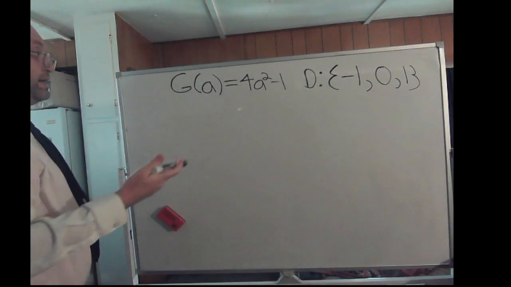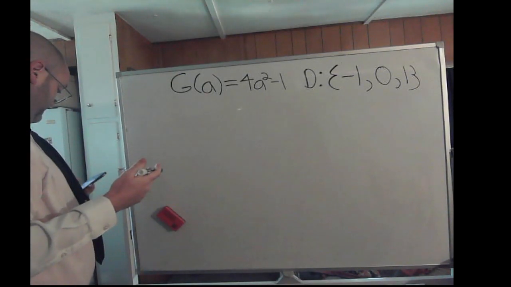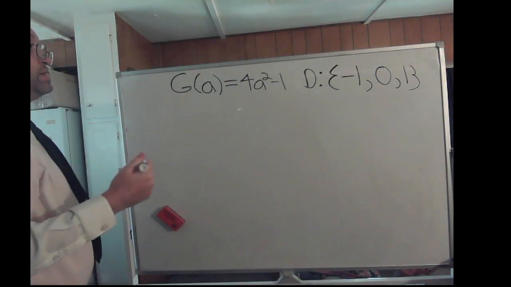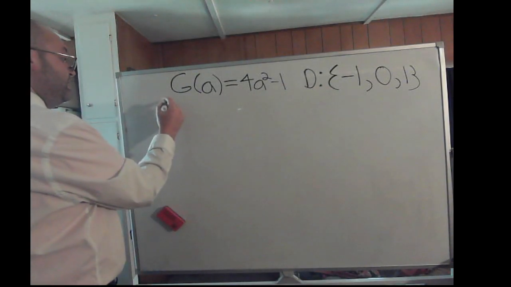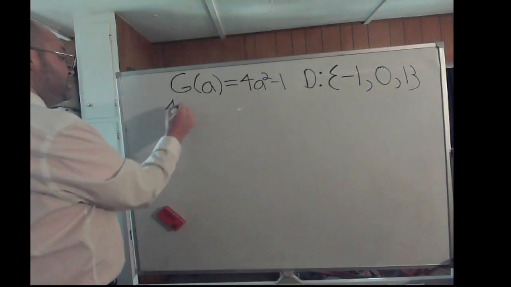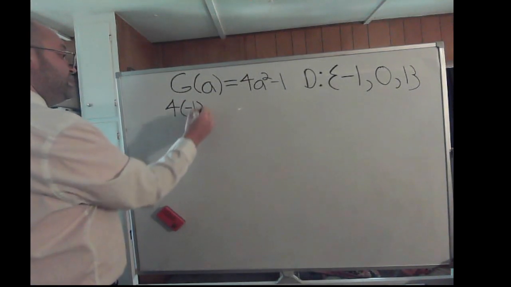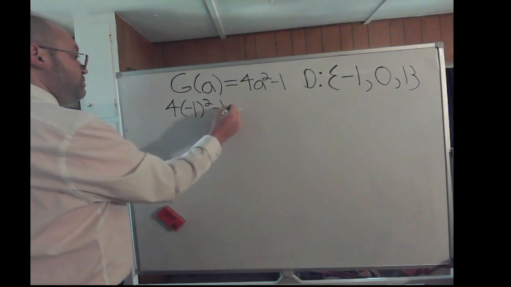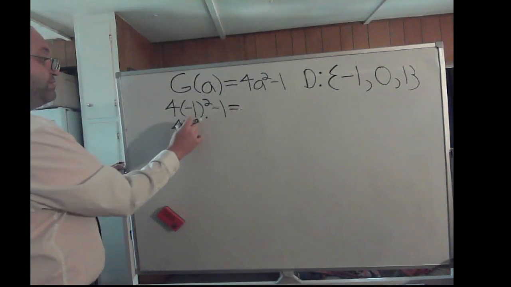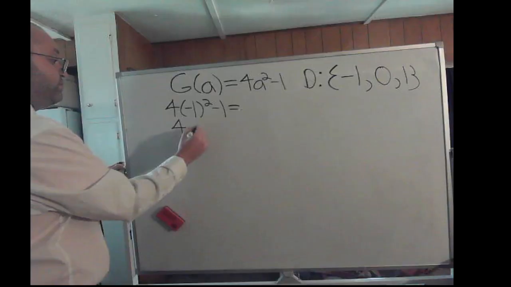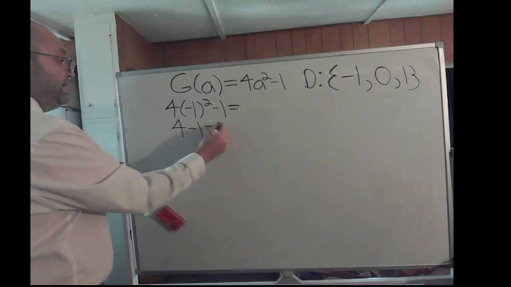So now we've got to find the range. You just take each value of the domain, put it in for your A. You'll have 4 times -1 to the second minus 1. Well, -1 to the second is just 1, that'd be 4 minus 1, which would give you 3.